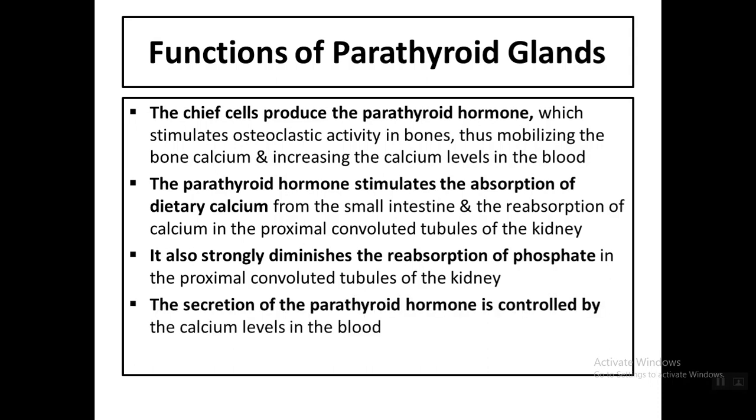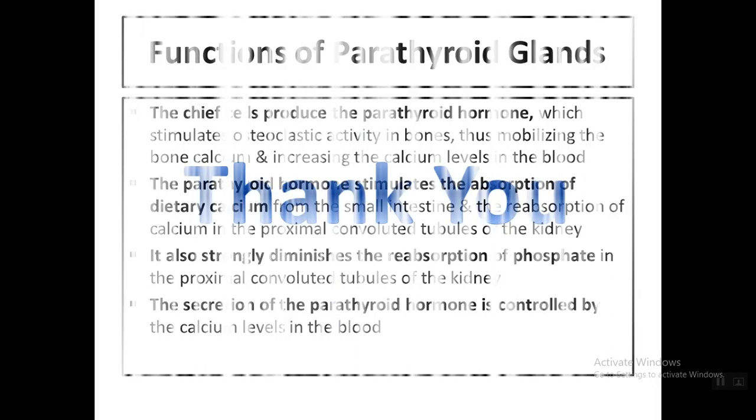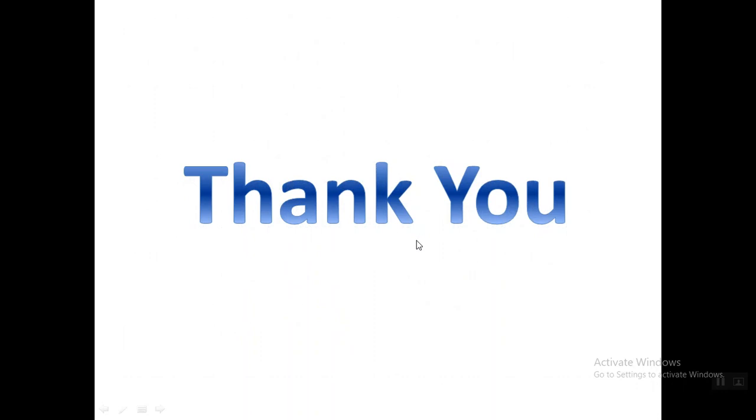Normally, the secretion of parathyroid hormone is controlled by the calcium levels in the blood. The parathyroid glands sense the blood calcium level, and according to it the parathyroid hormone is secreted. If the level is low, parathyroid hormone is secreted to correct the calcium level; if it is high, the parathyroid hormone level falls to correct the calcium level. And that is all about the thyroid and the parathyroid glands. Thank you.